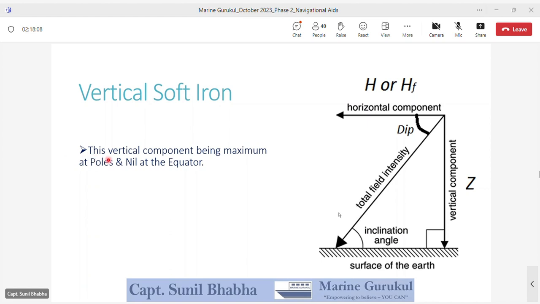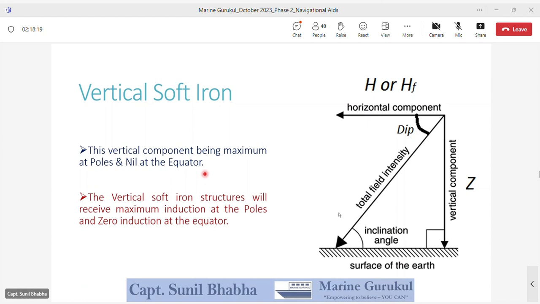Now we are aware that this vertical component is the strongest or maximum at the poles and it is nil at the equator. Therefore, the vertical soft iron structures will receive maximum induction at the poles and zero induction at the equator.